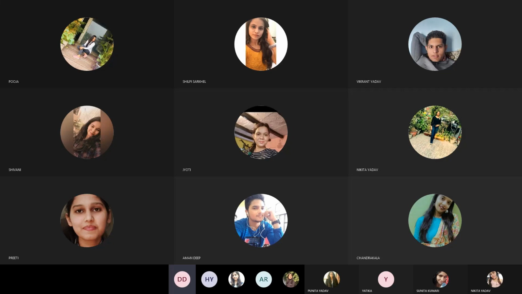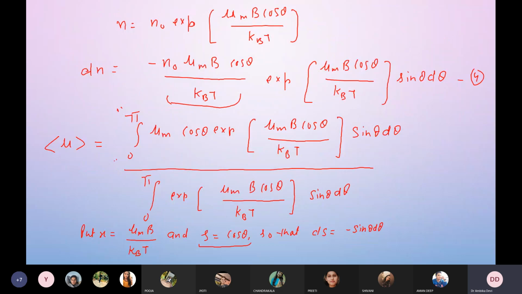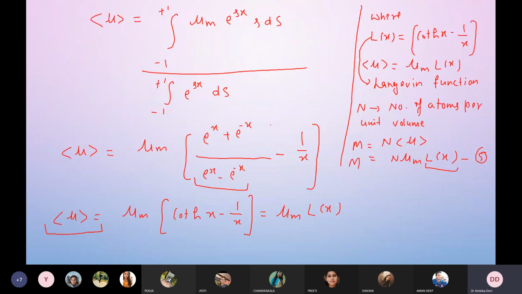Last lecture, we were talking about the classical or Langevin theory of paramagnetism. We talked about the origin of paramagnetism, which is the permanent dipoles present inside the paramagnetic materials, right? Then we did the mathematical treatment. We derived the average magnetic moment possessed by a paramagnetic material. This was the expression for the average magnetic moment possessed by the paramagnetic materials.